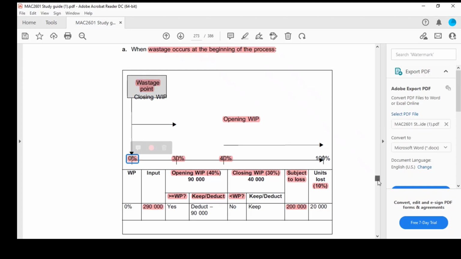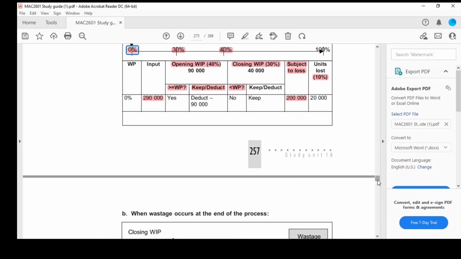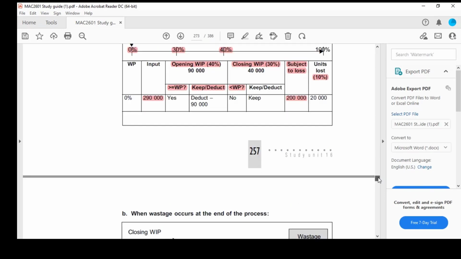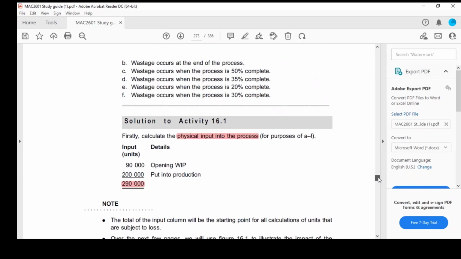So let's look at another example. I think you were confusing wastage point and normal loss percentage. Yes, that distinction is very important. You have to distinguish the two: the wastage point and the normal loss.